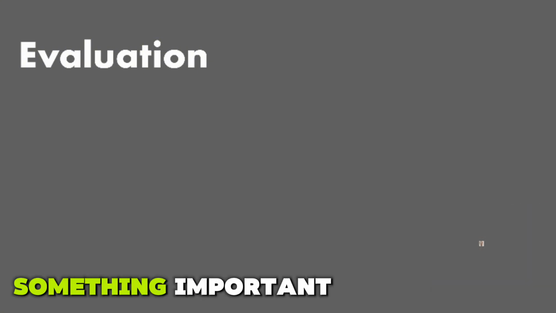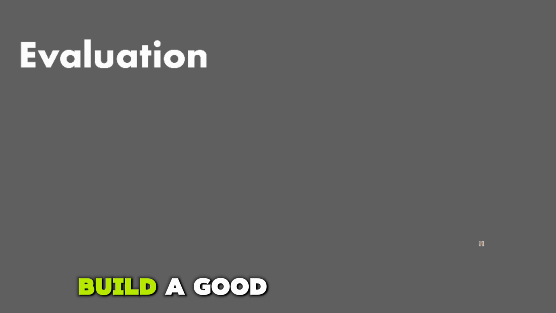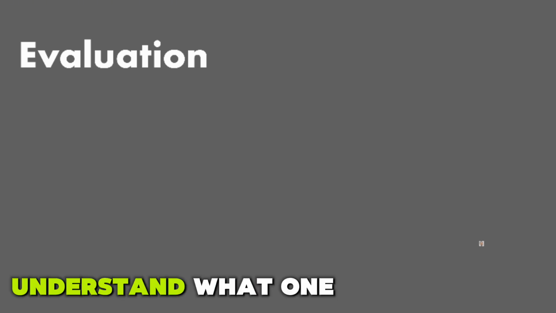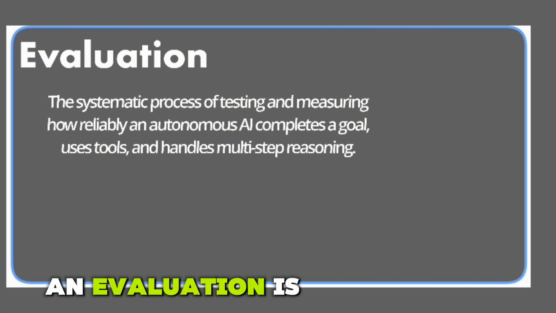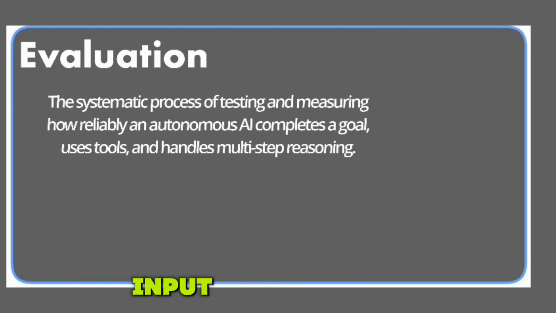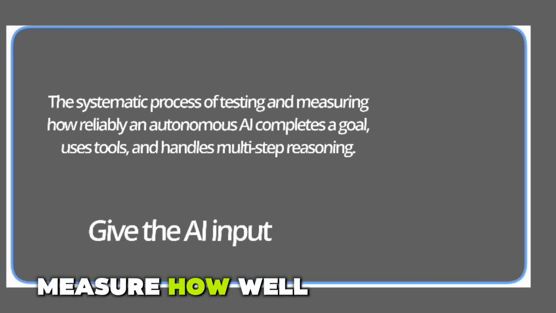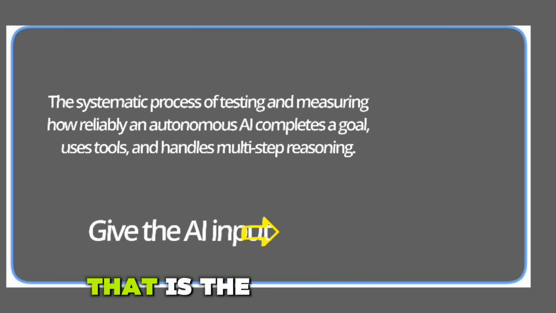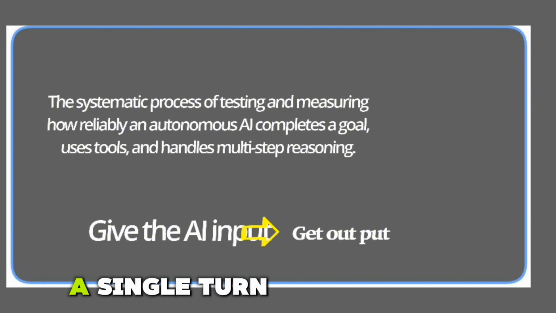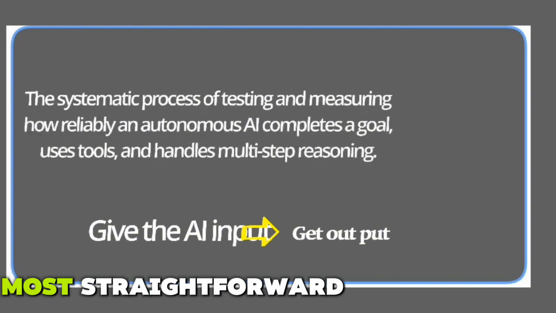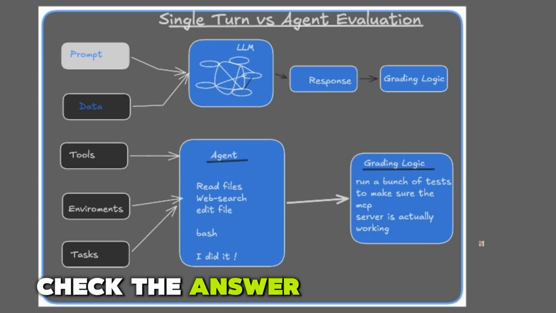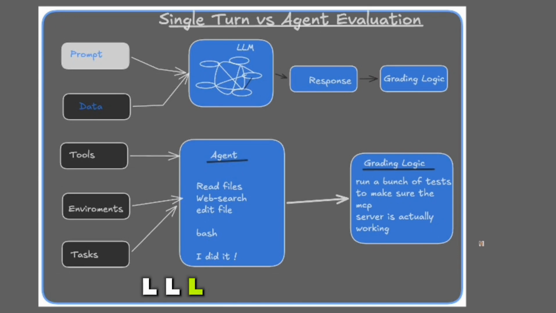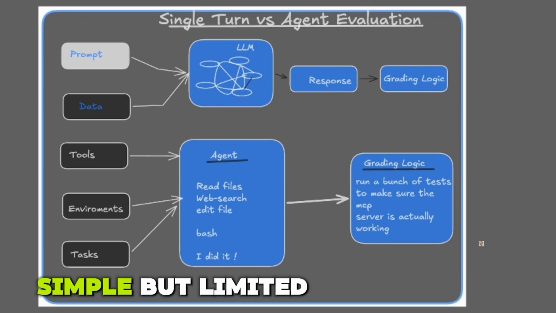Let's talk about something important before you can build a good evaluation. You need to understand what one actually is. At its simplest, an evaluation is: give the AI an input, it produces an output, and you apply grading logic to measure how well it did. That is the whole idea. A single-turn evaluation is the most straightforward version. One prompt, one response, check the answer. This is how most early LLMs were tested, and it is simple but limited.